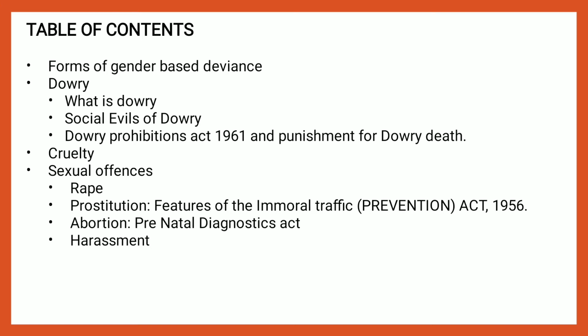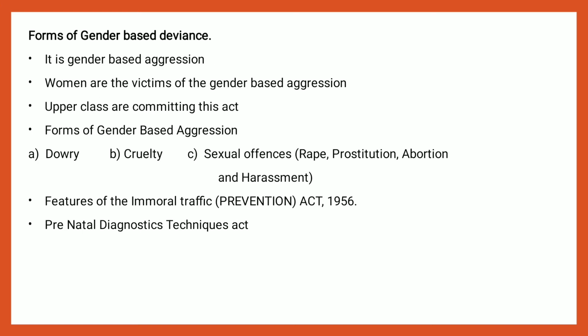And what is cruelty? Next, sexual offences: rape, prostitution, abortion, harassment. To prevent prostitution, the government has introduced the Immoral Traffic Prevention Act 1956, and to check abortion to a certain extent, the Prenatal Diagnostics Act was introduced. Now, forms of gender based deviance, that is gender based aggression.